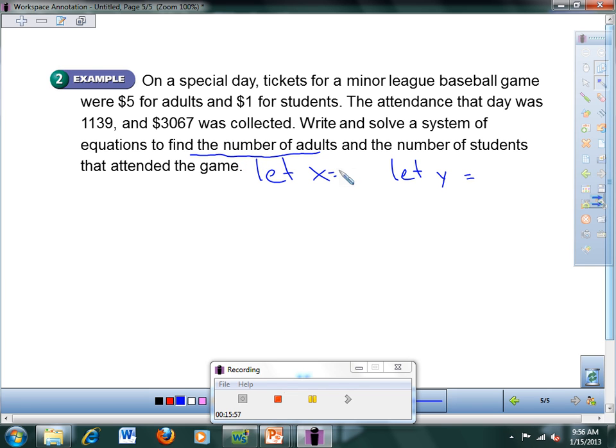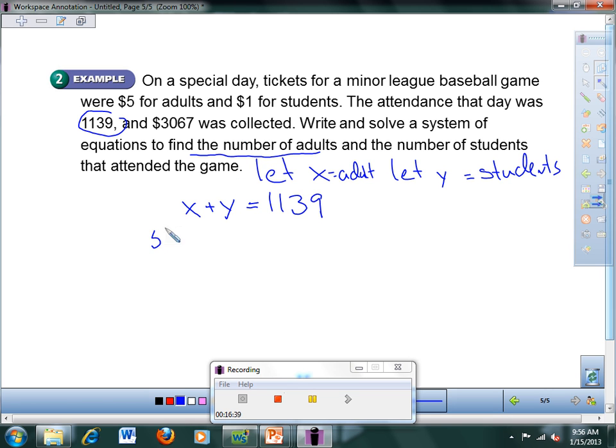Number of adults. So I'm going to let x be the adults, okay? And or tickets, adult tickets. And y be what? Students, okay? Students. And so what do I know about the total number of tickets? How many tickets altogether? It says in the problem. 1,139. And then each adult ticket costs $5, and each student ticket costs $1.